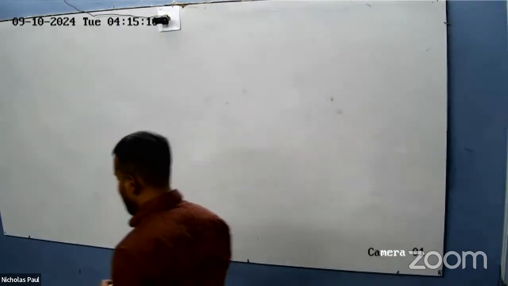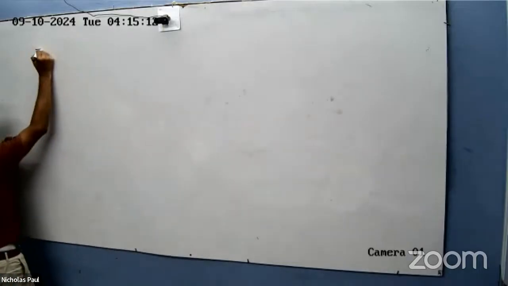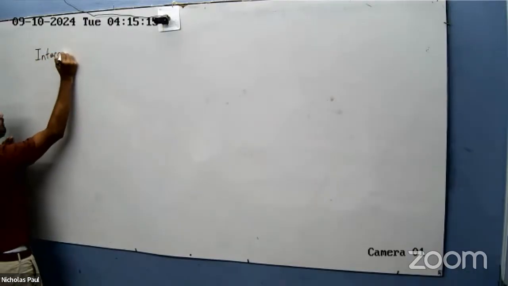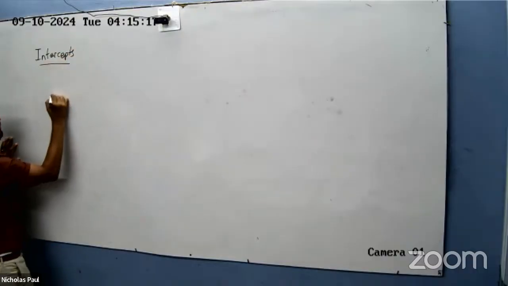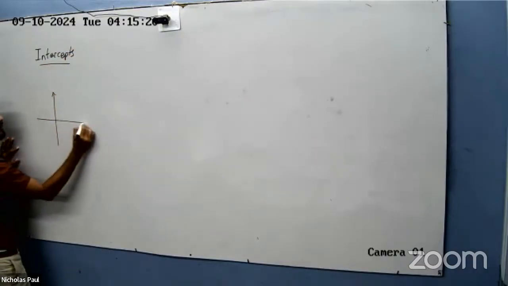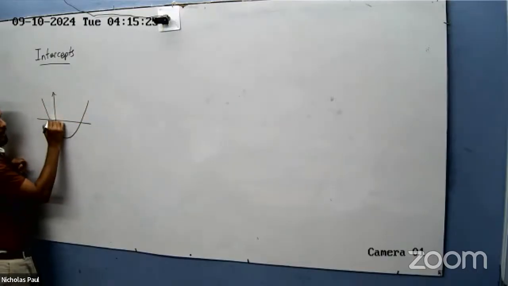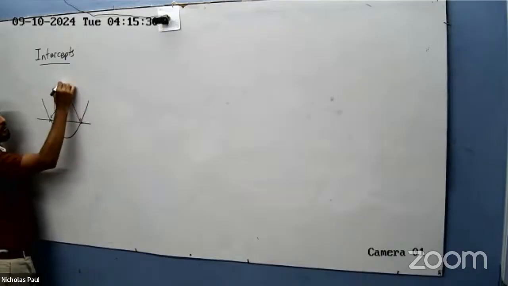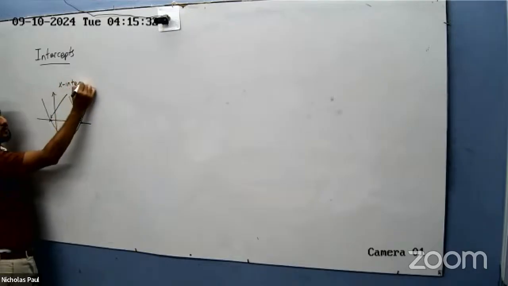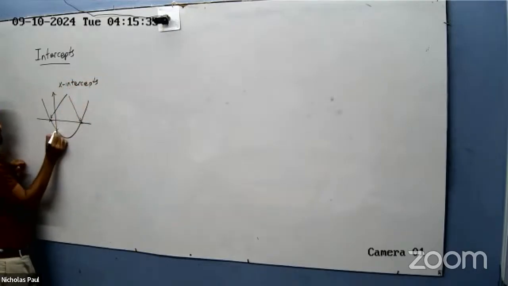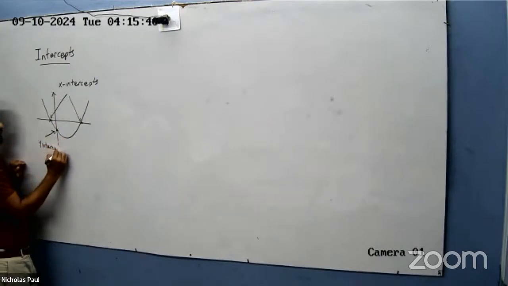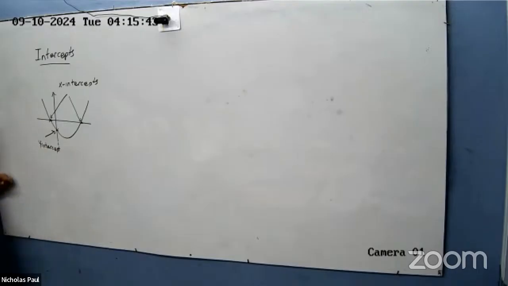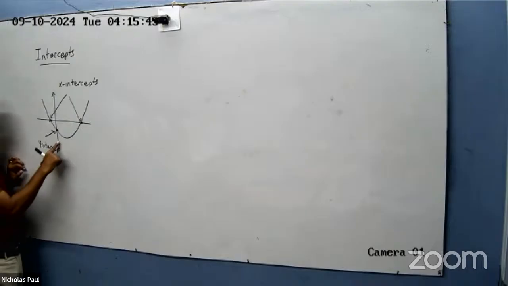All right, so you want to find the intercepts. I just want you to remember all these little things. Here and here, those are called your x-intercepts. And right here, that is your y-intercept. Okay? You have your x and your y-intercept.